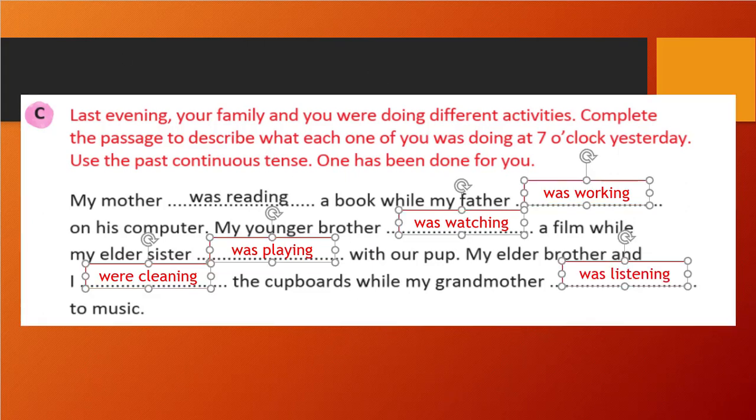This is a very simple exercise. Whatever action you have done, that we are writing in the past continuous tense. Whatever action was happening in the past, that we have got here, right? So, let's see the further exercise.